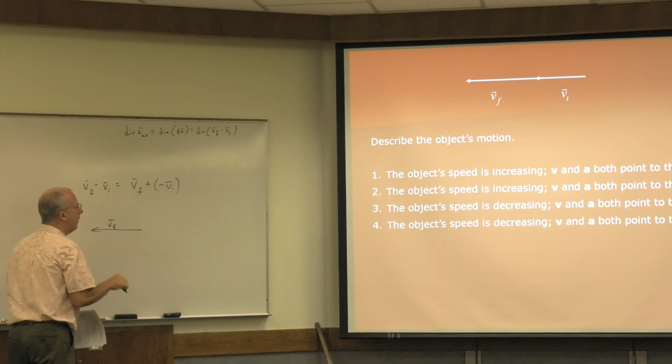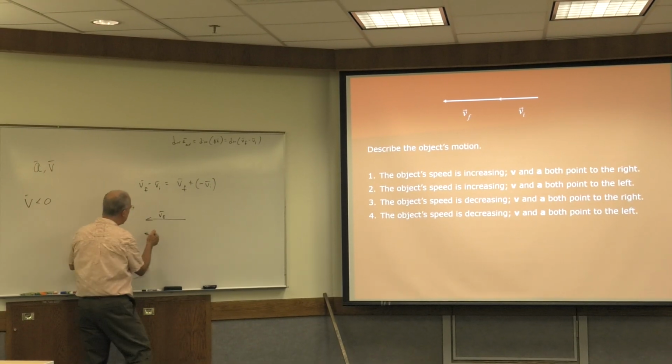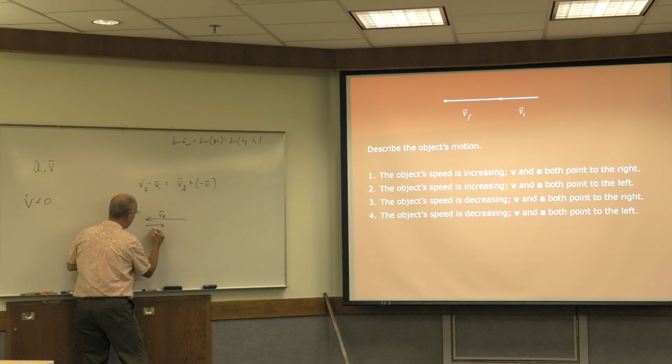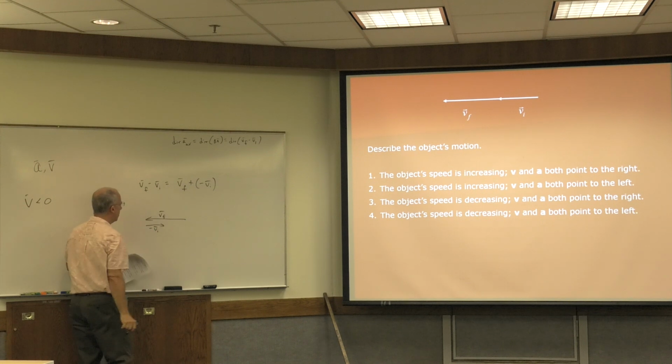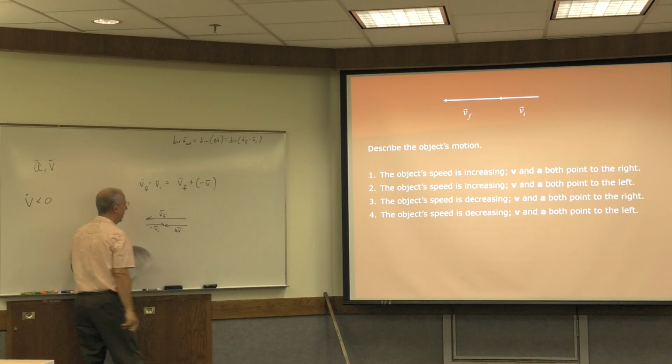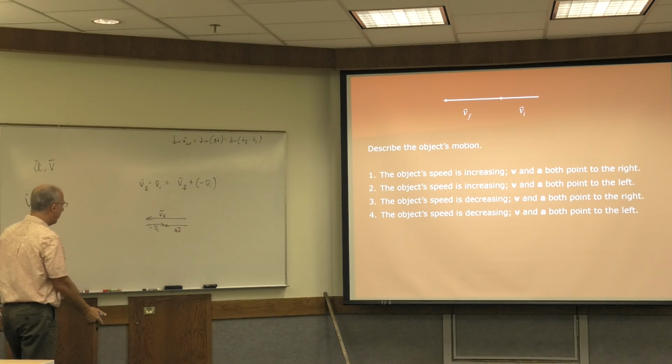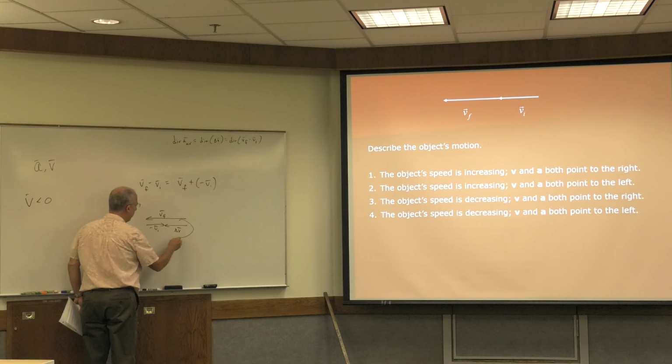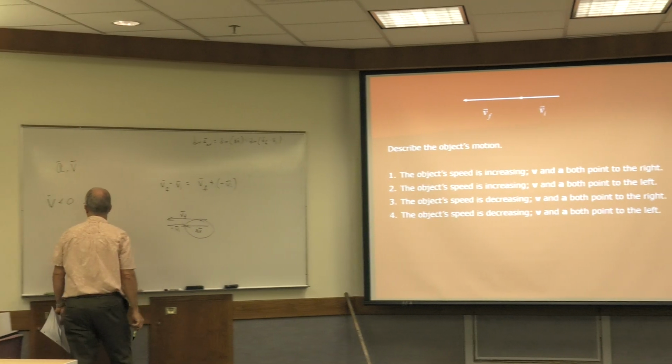And then minus V initial is like that, head to tail. So there's minus V initial, and you go from the beginning to the end. Here's the beginning, here's the end. So that is delta V. Correct? So what's the sign of delta V? Delta V is pointing to the left, so it's negative.